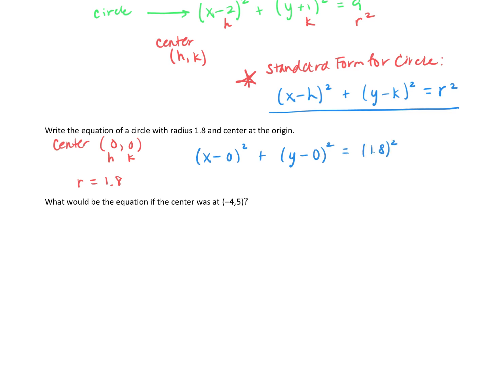And then the only time you'll be able to simplify over here any further is if you do have those zeros. x minus 0 is just x squared. y minus 0 is y. We'll square that. And then the 1.8 squared, we can go ahead and simplify that to a 3.24. That's the equation of a circle where the center is at the origin and the radius is 1.8.